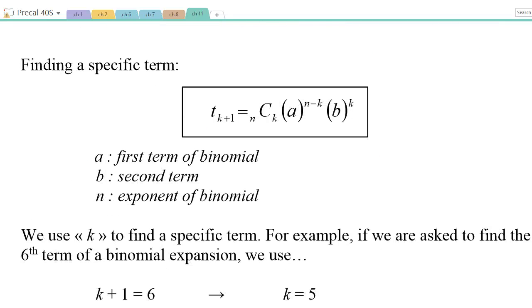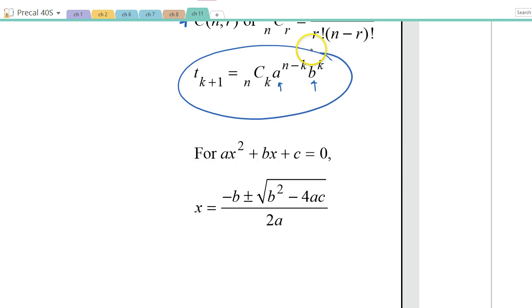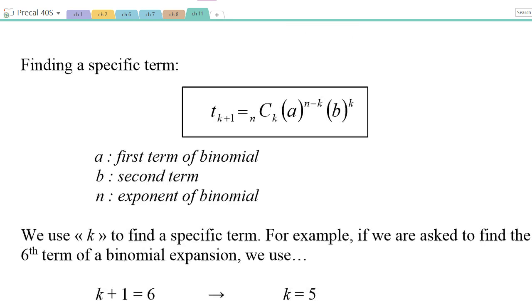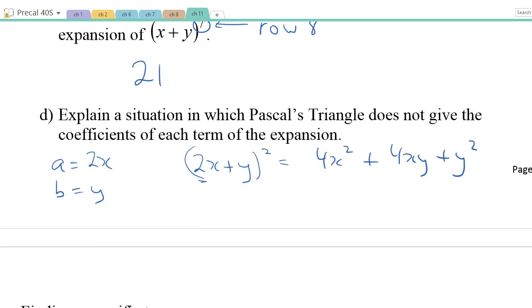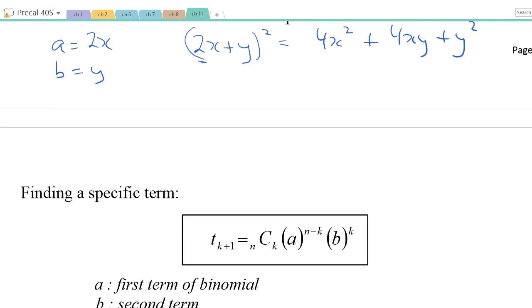All right, now this is the part that's on your formula sheet. So this is the one that I talked about before. So this is for finding a specific term. That's what the T stands for. This is term number k plus 1. So over here, when we said the 6th term, it'd say, oh, well, k plus 1 is equal to 6. So it would be term 6, like that. So if k plus 1 is equal to 6, k is equal to 5. We'll see why we do that in a second.